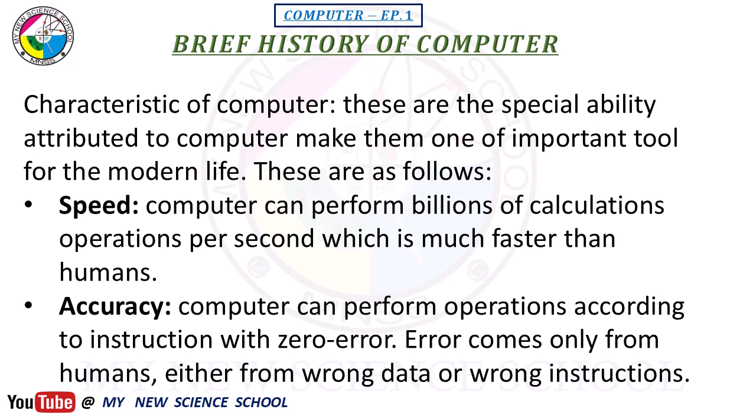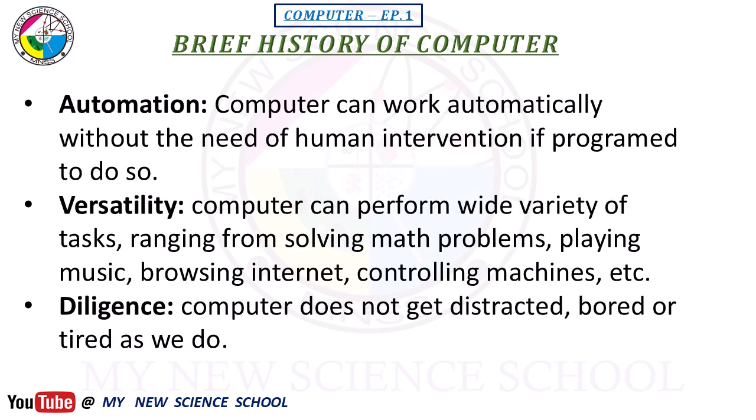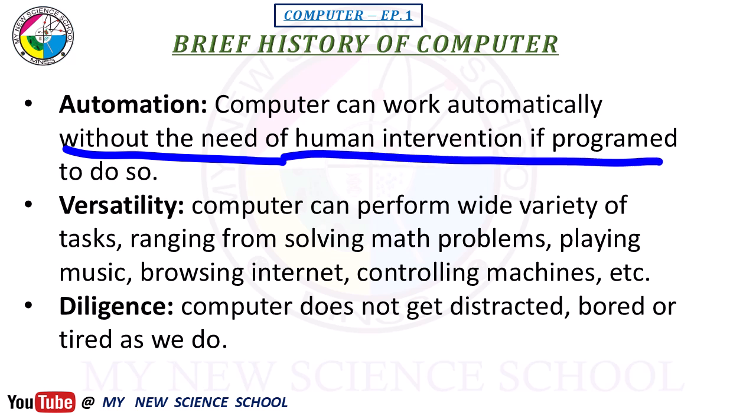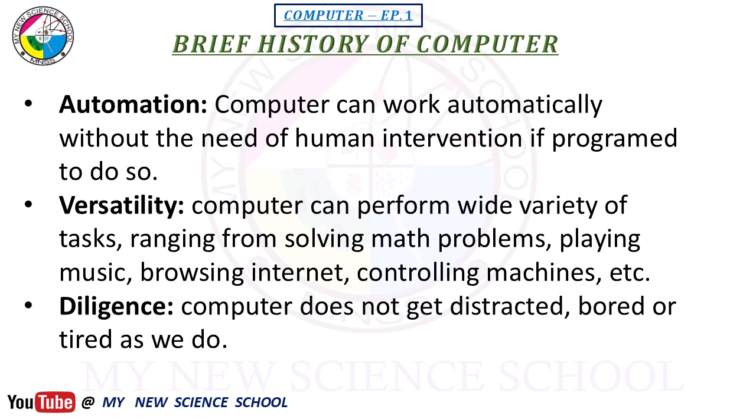So let's move to the next characteristic, which is automation. So automation simply means to make something work automatically. So computer can work automatically without need of human intervention if programmed to do so. So if you program your computer to perform a particular task or calculation automatically, it can do so without you controlling it anymore.